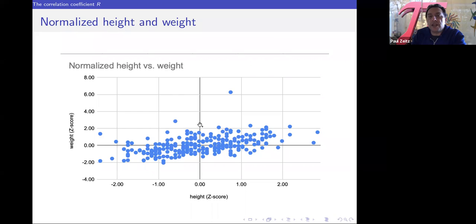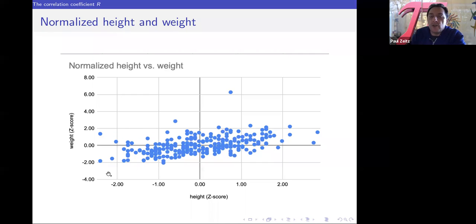In fact, every single thing in this quadrant is going to be negative. And likewise, every single thing in here is going to be negative as well. So like this person here, they are a tall person, but they are relatively light. And so their height is going to be a positive z-score, but their weight is going to be a negative z-score. So all the things in here, when you multiply the x and y coordinates, they'll be negative. But here they'll be positive, and here they'll be positive, and they'll be more positive the further out you go to here, or the further out you go to there.